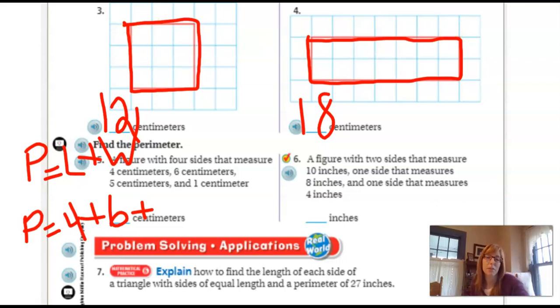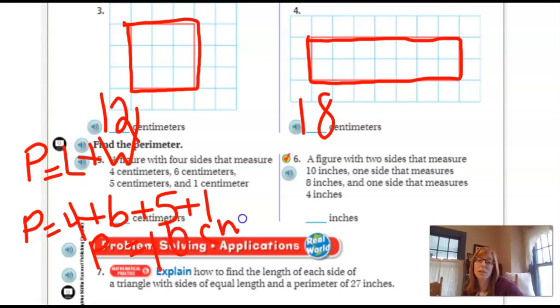So we have the 4, the 6 plus 5 plus 1. And then perimeter equals, so we have 6 plus 4 is 10, plus 5 is 15, plus 1 more is 16, and it says centimeters. Oh, how messy is that? All right, so hopefully you got 16 centimeters. The next one we have here.